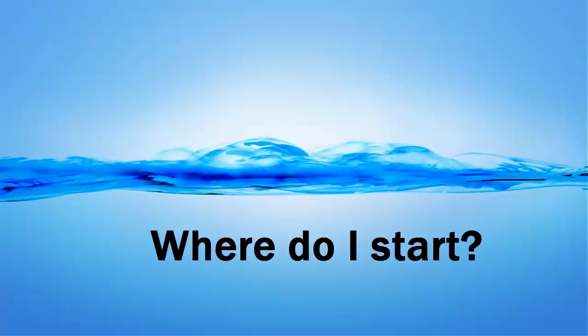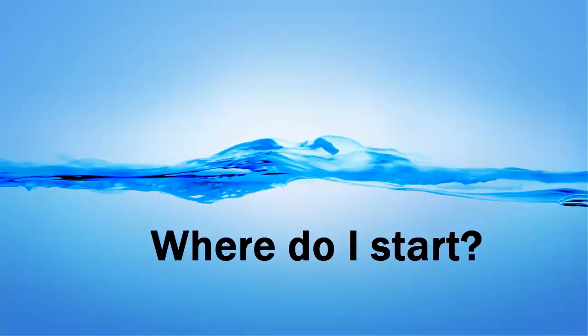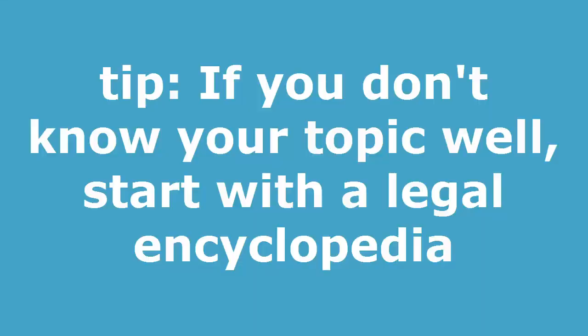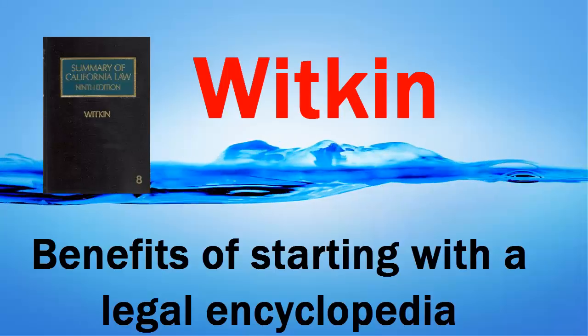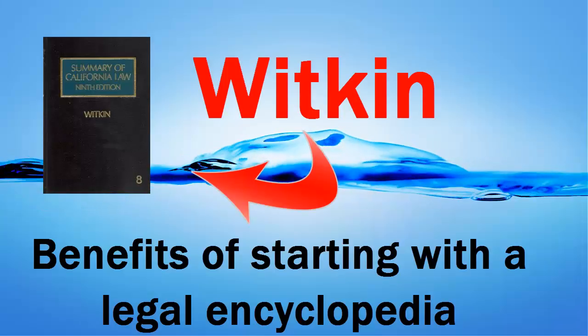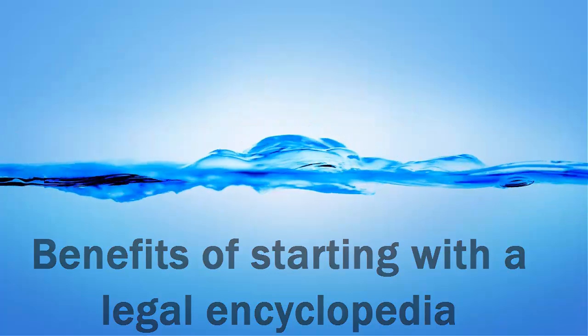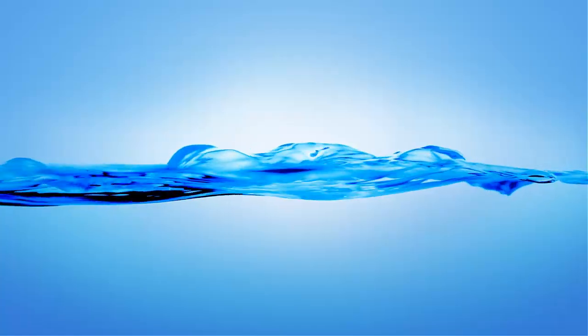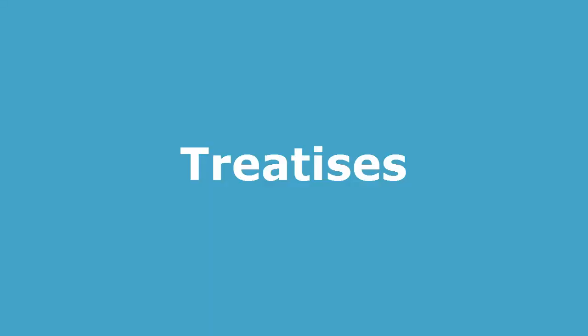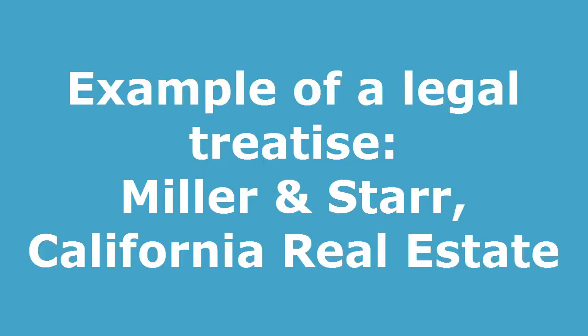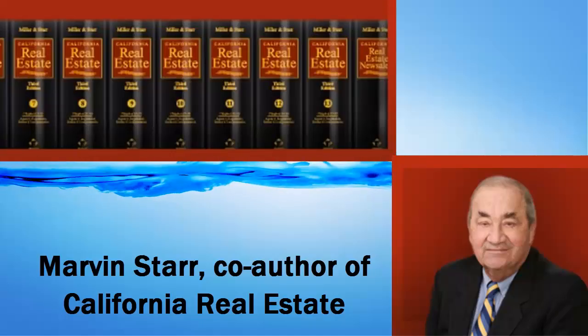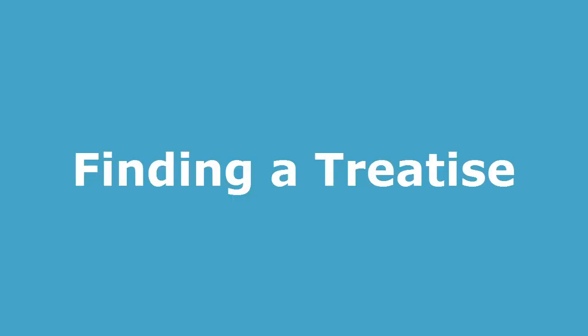In general, if you don't know your topic well, I advise starting with a legal encyclopedia. It provides a brief overview of the topic that you are interested in and will generally help ground you at the beginning. Once you know your topic or you know what practice area you're looking at, it's best to then move on to a treatise. Remember, a treatise is a secondary source that focuses on one particular area of law. How do you find a treatise?